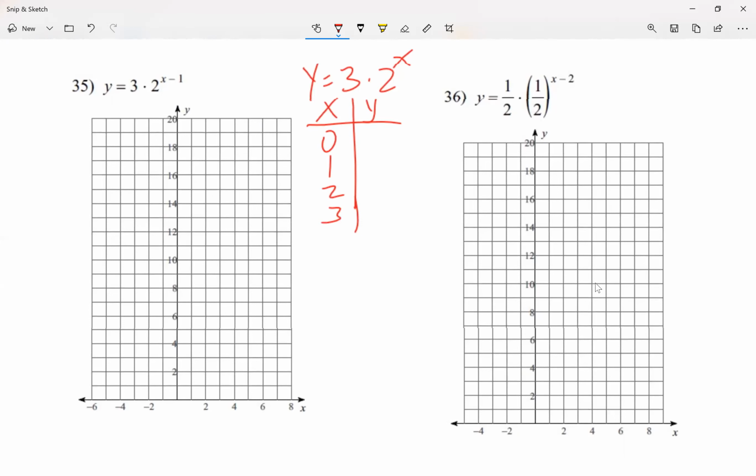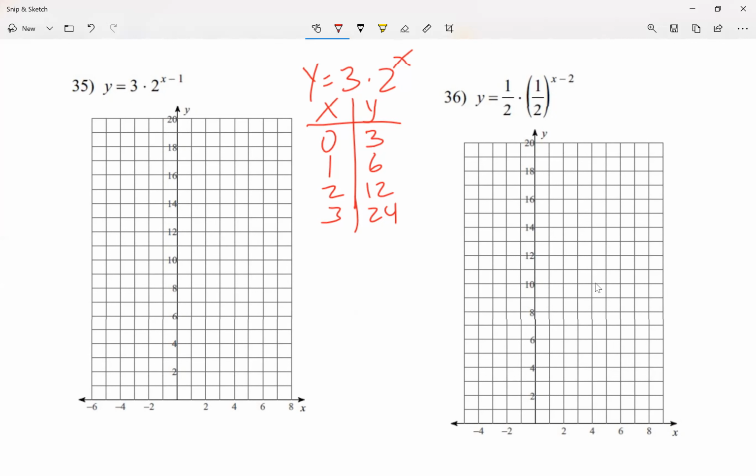For my y values, my first number is 3. For me to come up with the next number, I have to multiply by 2. So it's going to give me 6, 12, 24. Right, each time I multiply by 2.